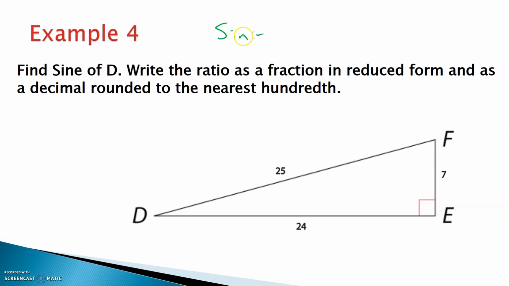Sine, what am I doing? I'm messing up here. Erase, erase. Let's go back. Sorry about that.